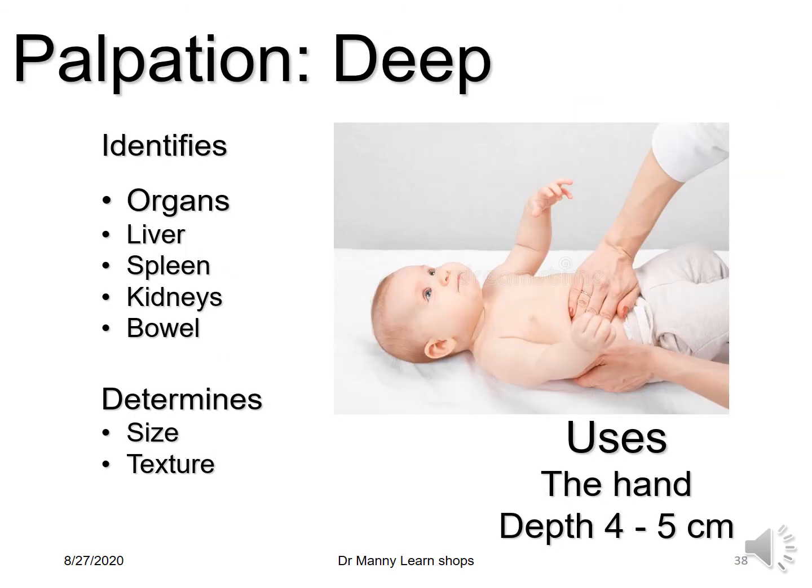Palpation can also be deep, and this uses the hands and pushes gently to a depth of approximately 4 to 5 centimeters. And its primary function is to identify organs such as the liver, the spleen, the kidneys, the bowel. In older patients, possibly the ovaries, and it's to determine size and texture of the organ.